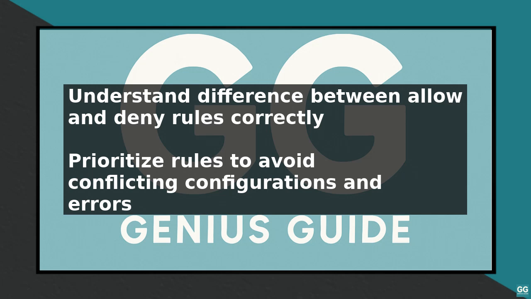Another key concept is understanding the difference between allow and deny rules. Allow rules permit traffic to pass through the firewall, while deny rules block traffic. It is essential to prioritize these rules correctly to avoid conflicting configurations.